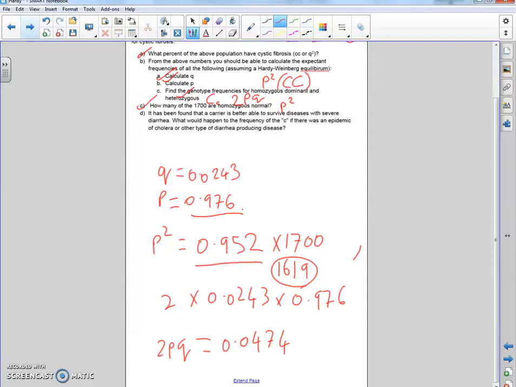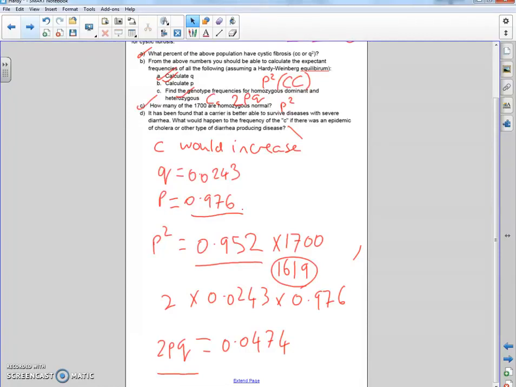In the last bit, it says it has been found that a carrier, so that's one of the heterozygous, is better able to survive diseases with severe diarrhea. What would happen to the frequency of the C allele if there was an epidemic of cholera or another diarrhea-producing disease? If you think about it, people without that allele are more likely to die. They will take their alleles with them out of the gene pool, and as a result, the frequency of C is going to increase, because in that instance it gives a selective advantage.